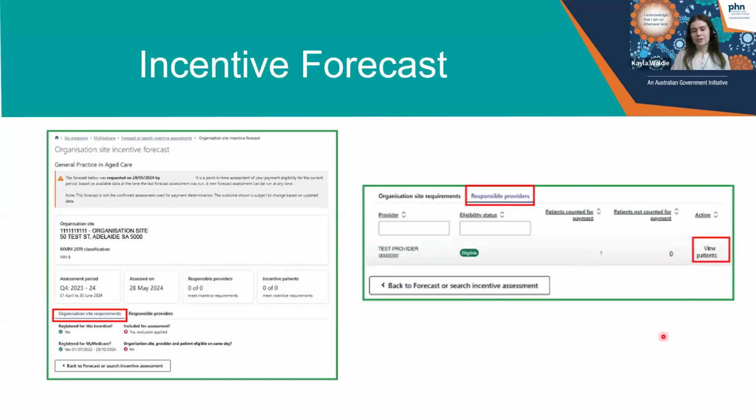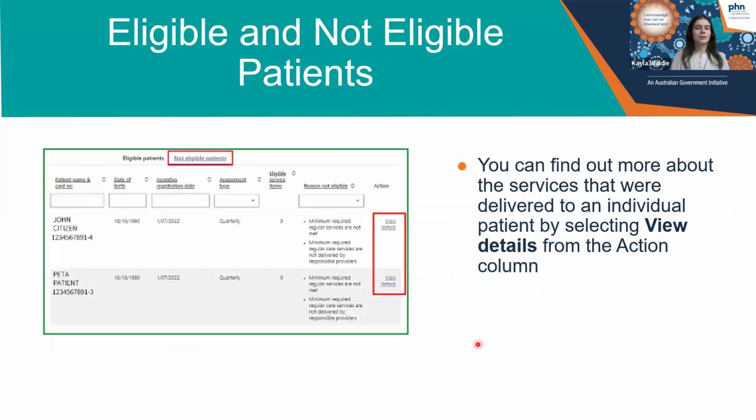But if you click on View Patients, it will take you to this screen where again you can see the eligible and the not eligible patients. If you click on not eligible patients, it will tell you why they're not eligible. So you'll have a bit of time to figure out how many visits are counting so far in the quarter and what do I need to do to make up the 2 visits so that I can get the payment by the end of the quarter.